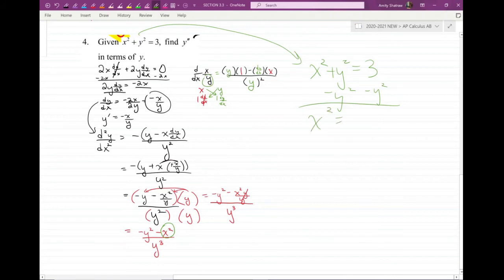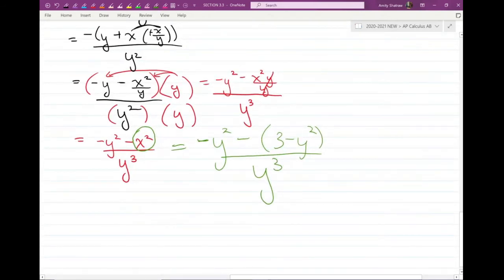X squared can be defined as being 3 minus y squared. So in our problem then, they could give you an answer that looks like this: negative y squared minus 3 minus y squared all over y cubed. All right, and why would they do that? Well, it looks to me like what we end up getting is going to be negative y squared minus 3 plus y squared, and this is all over y cubed. They did this because the y squareds cancel out, and my answer will be negative 3 over y cubed.